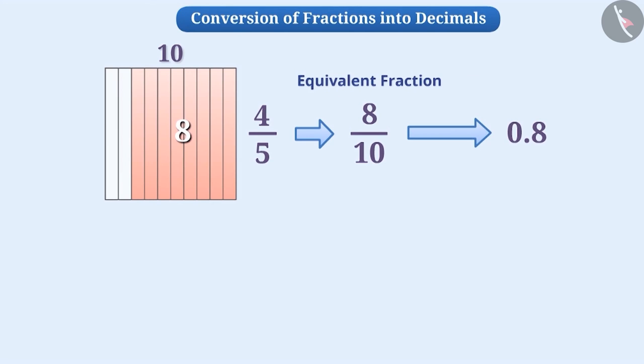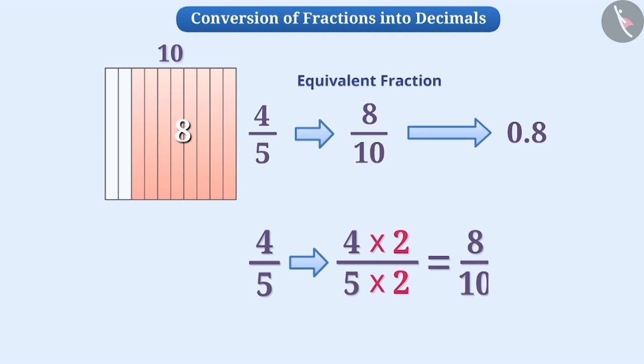Generally, to find the equivalent fraction of any fraction, we will multiply the numerator and the denominator of the fraction by the same number.